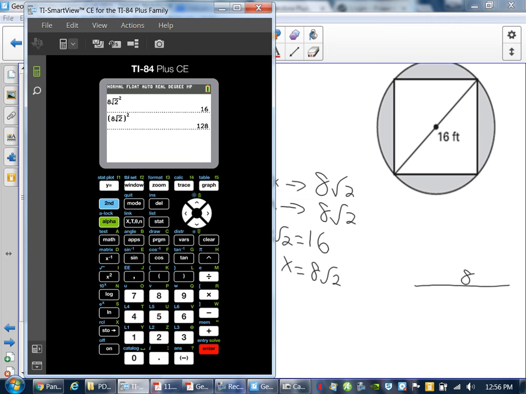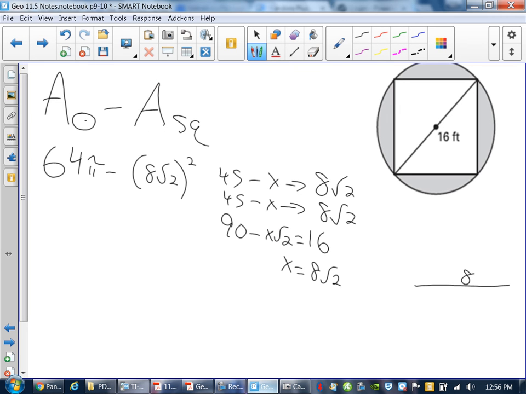So whenever you have a radical, and we've talked about this before, bless you, if you have to square something, throw it in parentheses, otherwise you'll be wrong. So now you have the area of your square at 128. So it's 64 pi minus 128 square feet. That's my exact answer. If I type it into my calculator to get a decimal equivalent, it gives me something else.